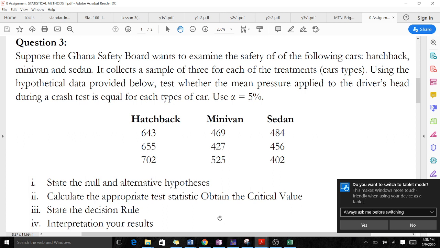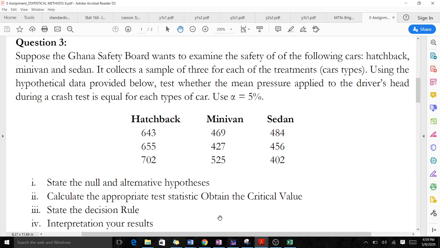Alright, welcome to today's lesson, and today we are going to talk about the ANOVA and how it is used in hypothesis testing, and we also try and solve this particular problem here.